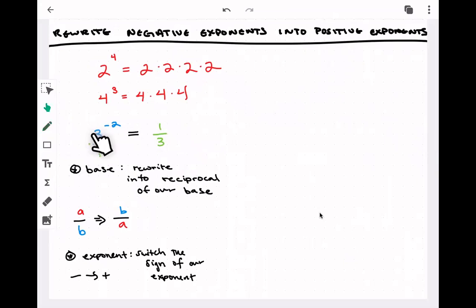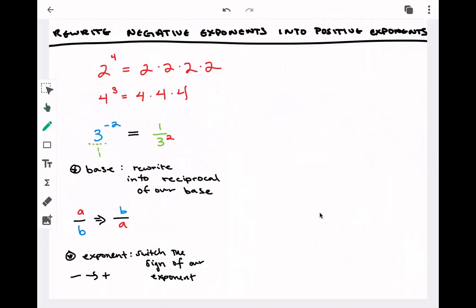So if we know that it's attached to that 3 at the top and it's a negative, if we want to look at the bottom part now, we will have a positive 2. So now we have that 3 to the 2nd power, or 1 over 3 to the 2nd power, that looks really pretty much exactly like what we have. It's just in our denominator instead of our numerator now.